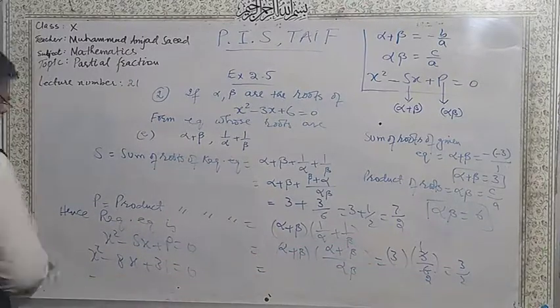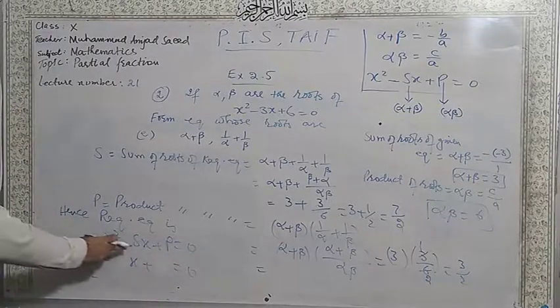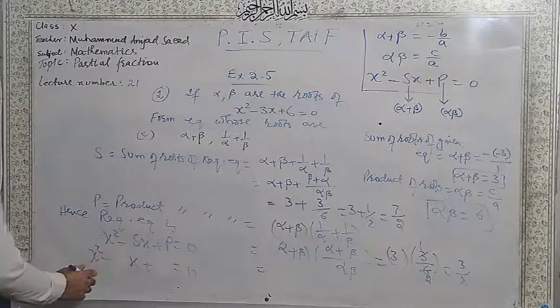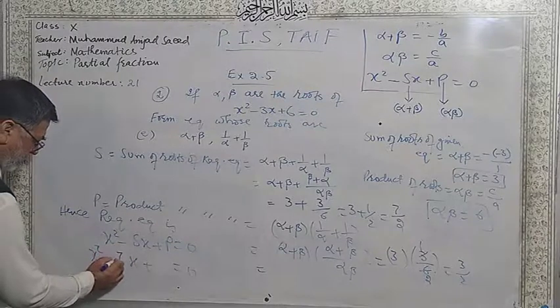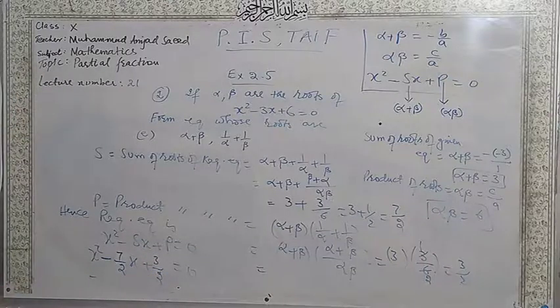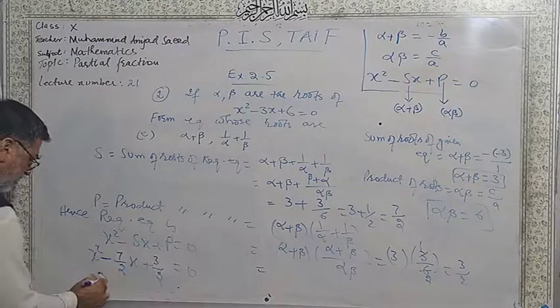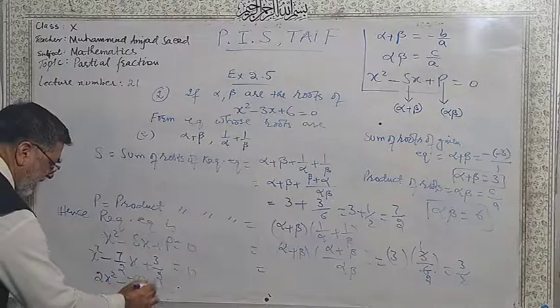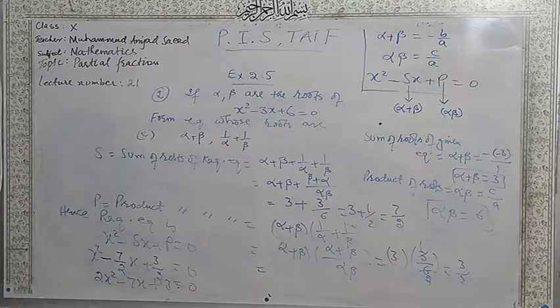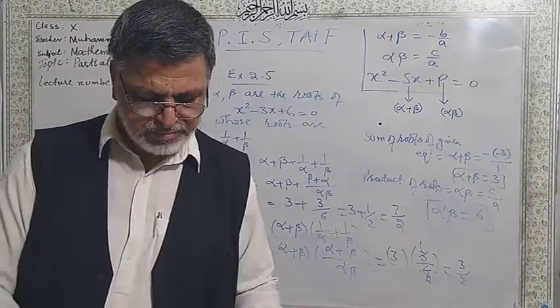Now required equation is here x square minus sx plus p, x square minus 7 over 2x plus 3 over 2. Throughout multiplying by 2 cancelled out. 2x square minus 7x plus 3 is equal to 0. My dear students, this is your answer of your E part of your question number 2.